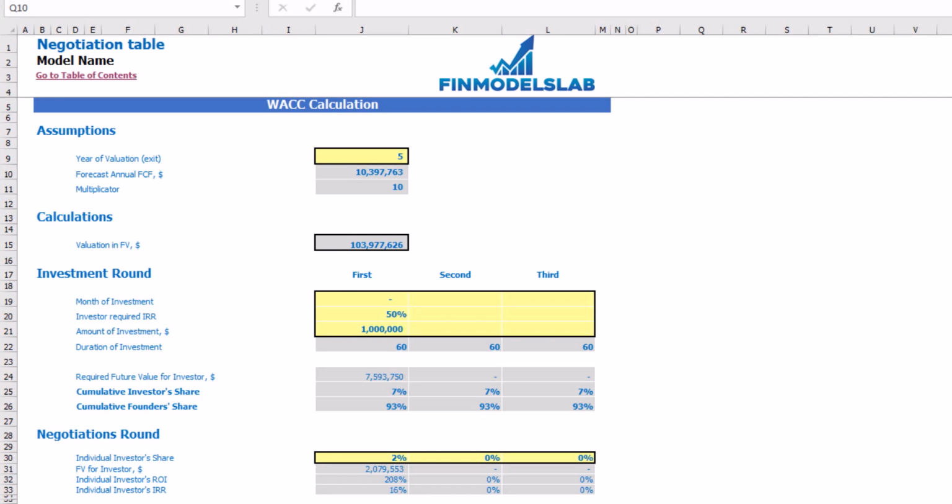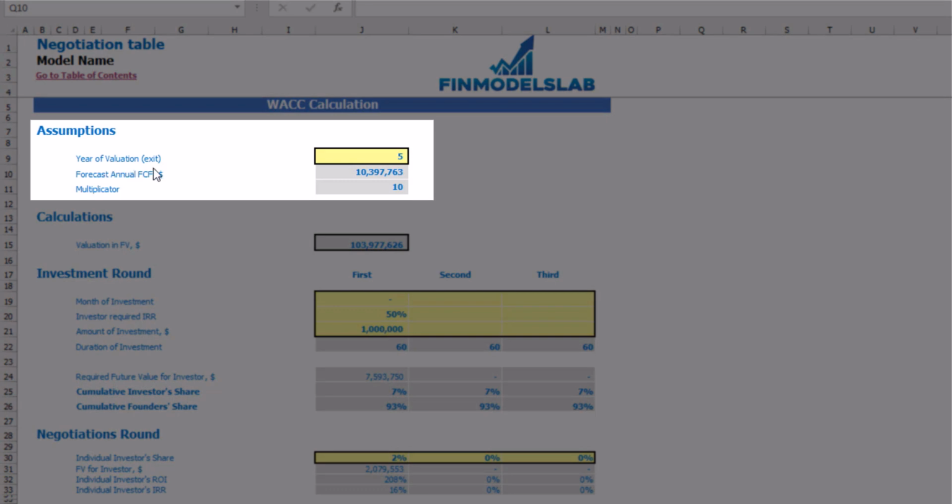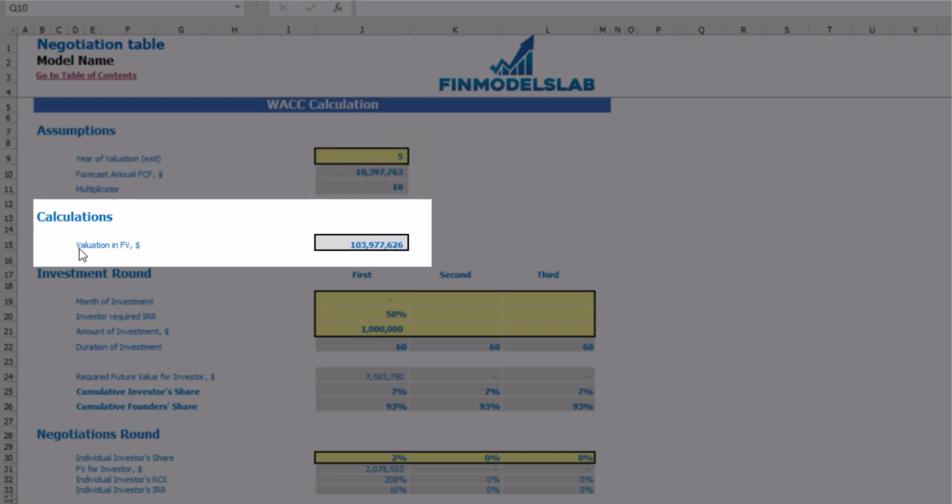On the negotiation table you may see the calculation of investment round and negotiation round, up to 3 rounds for each. So on the top you may see the assumptions. First is the year of valuation or exit. By default this is 5 years. You can change it to another value, for example 4 or 6 years. You can see the calculation of forecast annual free cash flow and multiplicator based on the valuation tab. Here is the calculation of valuation in future value, also based on the valuation tab.